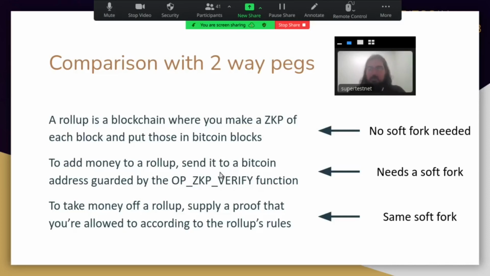And such a function does not currently exist in Bitcoin, so you would need a soft fork to add that. To take money off of a rollup, you'd do whatever that script requires. You'd supply a proof that you're allowed to according to the rollup's rules. You'd prove it in zero knowledge, and then Bitcoin would let you take the money. So that's a way to do it.